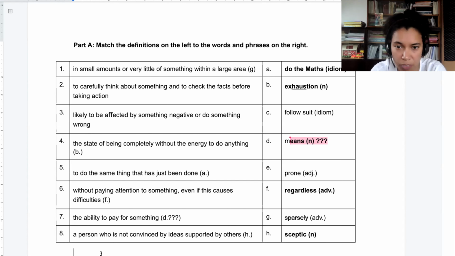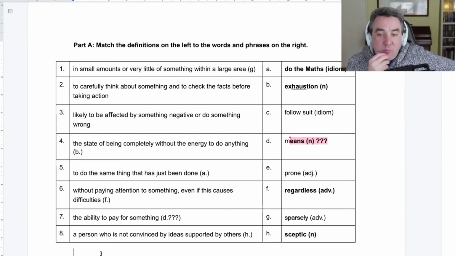Regardless and septic, exhaustion, I think I know. But this is the first time I see a word like prone and means, I don't know. So I put the question marks because I don't know if it's the ability to pay for something. I'm not sure about this means of, no. And I couldn't find the suitable definition for that. Okay. All right. Well, we'll go through them, and hopefully it will develop your vocabulary just a little bit more.